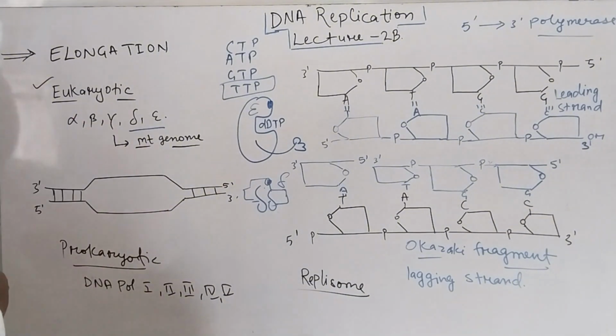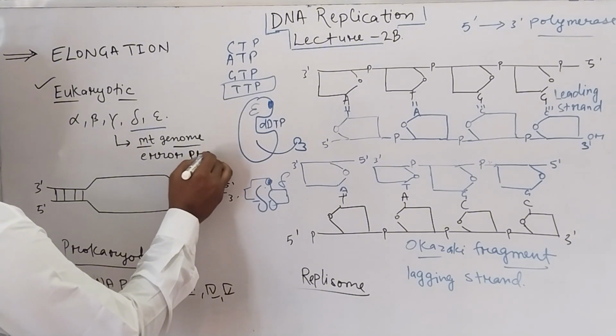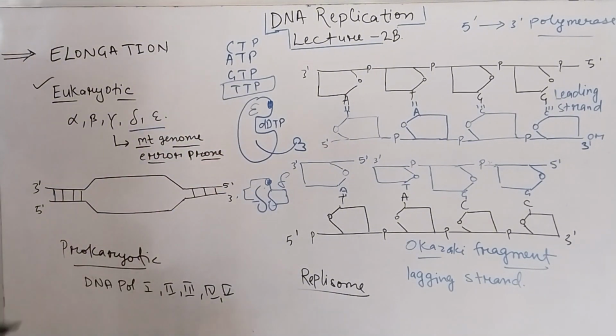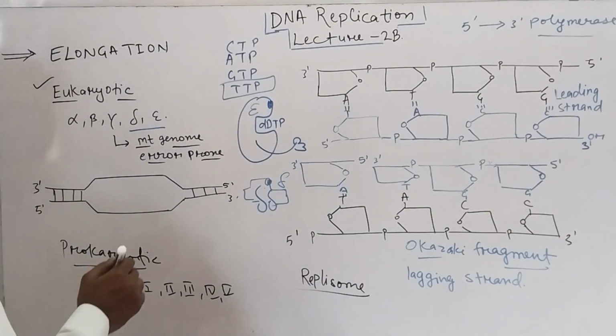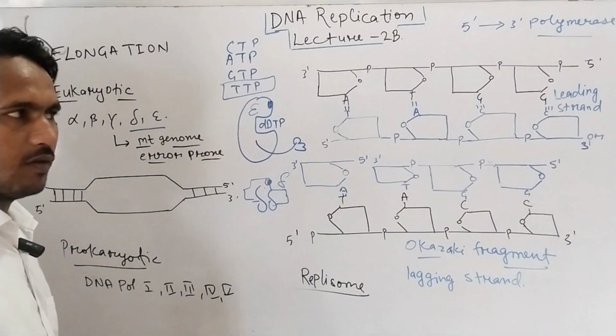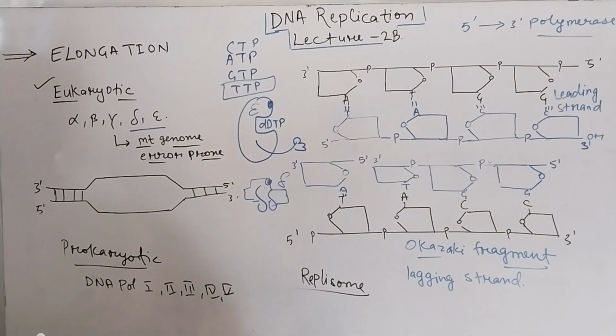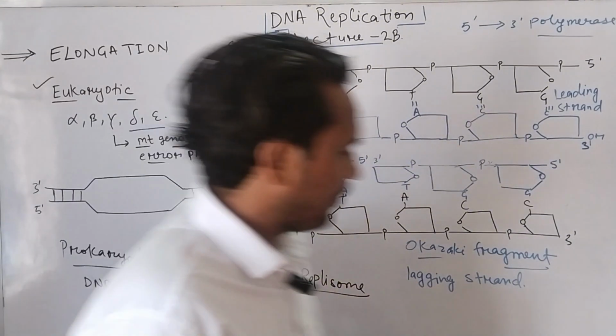So gamma is error prone. What do you mean by error prone? It doesn't have proofreading activity. And in this video only we will understand what the proofreading activity is. So delta enzyme you understood, and delta has a proofreading activity, and I will tell you what the proofreading activity is. Let me draw the prokaryotic enzymes.